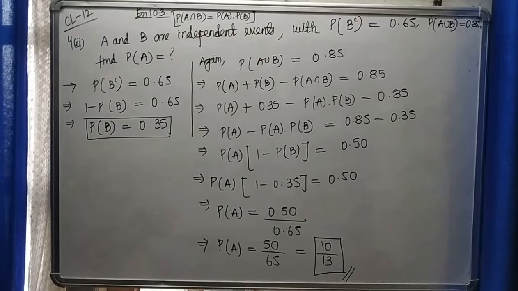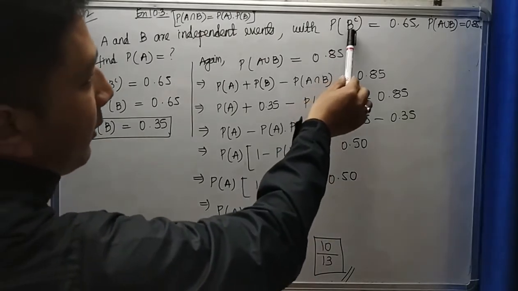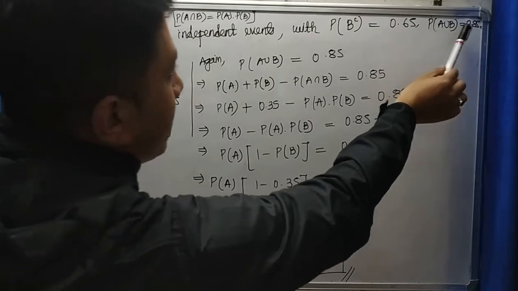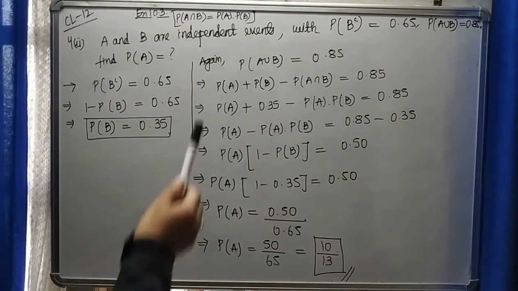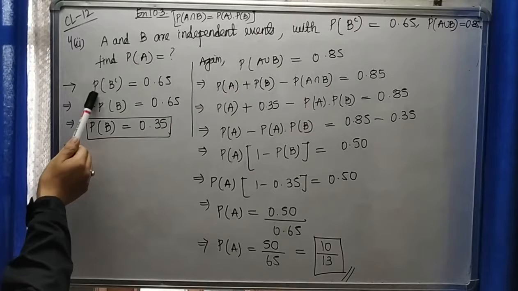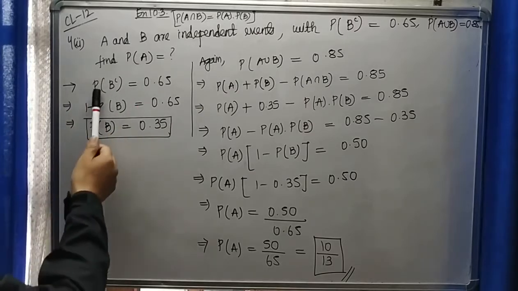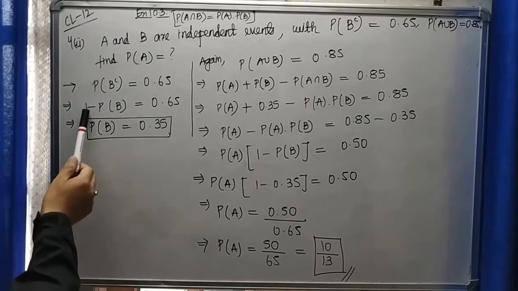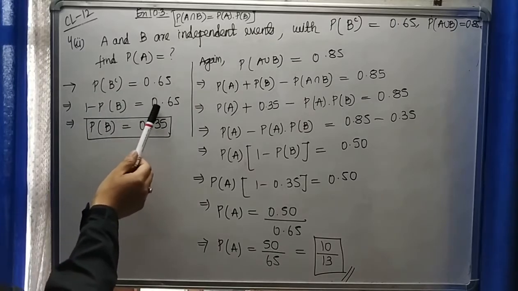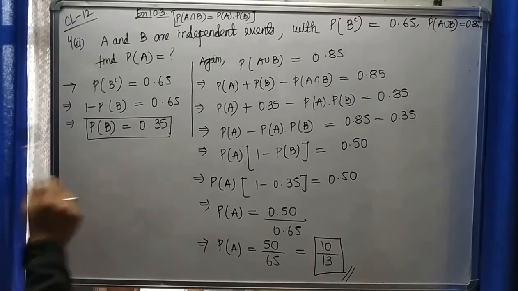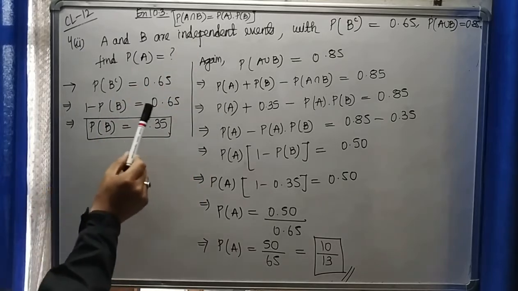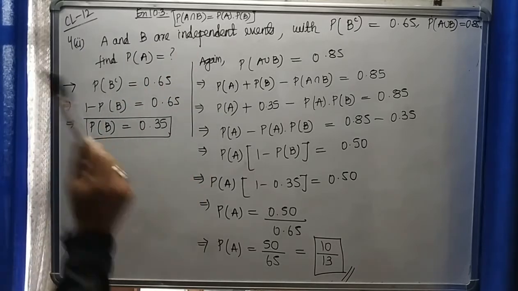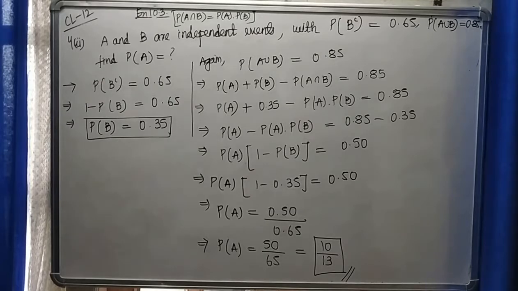Another thing given to us is probability of B complement is 0.65 and union is 0.85. So let's start with B complement. Now if B complement is 0.65, then I can easily find probability of B. Use this formula: 1 minus probability of B is equal to 0.65. Bring this side, 1 minus 0.65 is 0.35. So it is not a big problem. Easily we can find the value for probability of B. I hope you're clear till here. Great. Okay, let's move ahead.